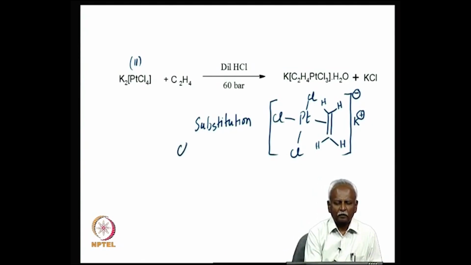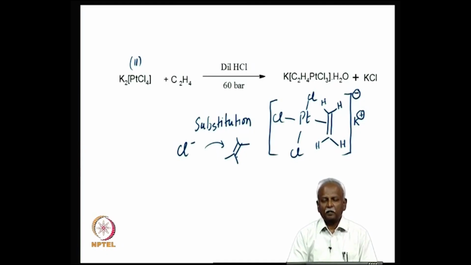A chloride ion is replaced by an olefin, and because the olefin is reasonably strongly bound to platinum 2, in spite of the fact that the oxidation state is +2, platinum, because it is a lower group element, has got sufficiently large orbitals. It interacts very readily with ethylene, and it forms a nice olefin complex.